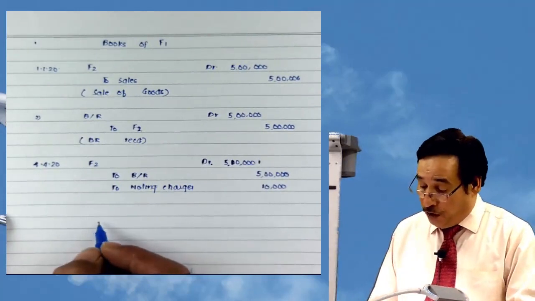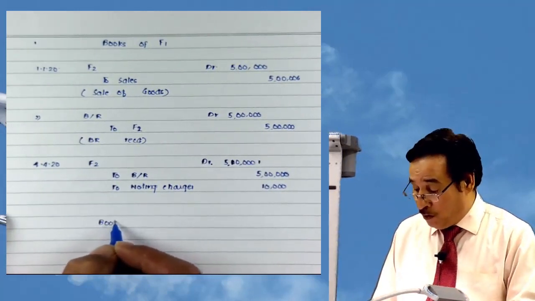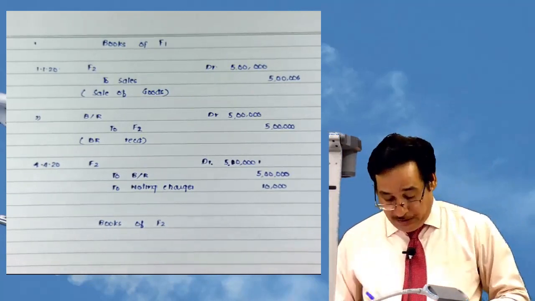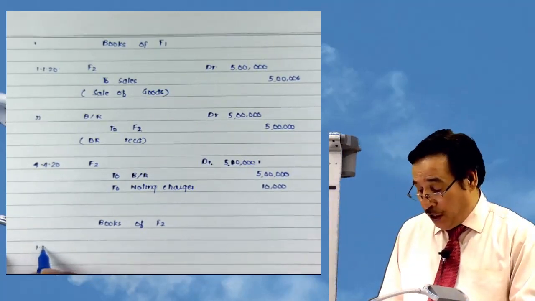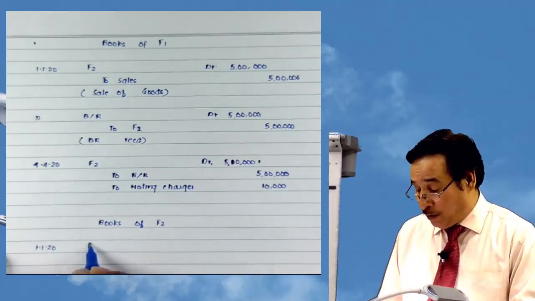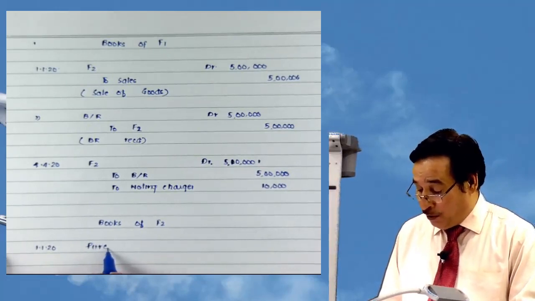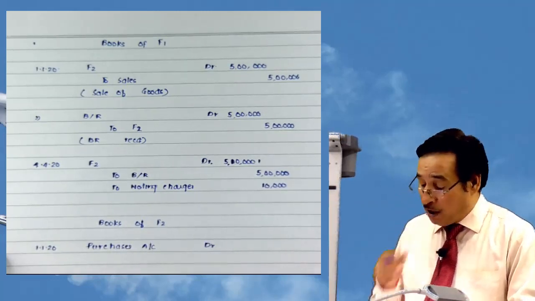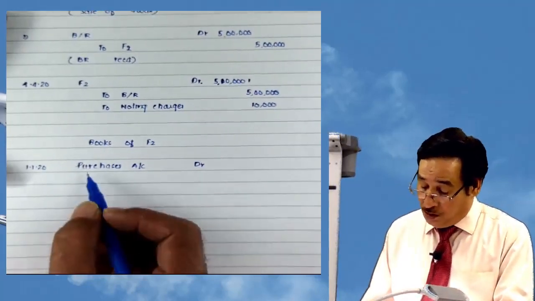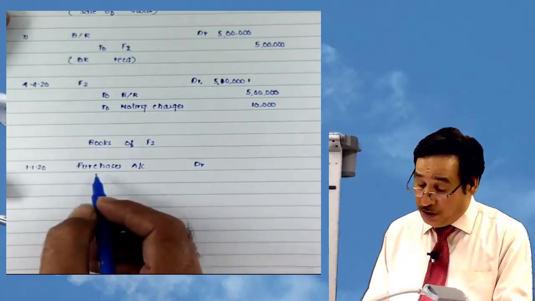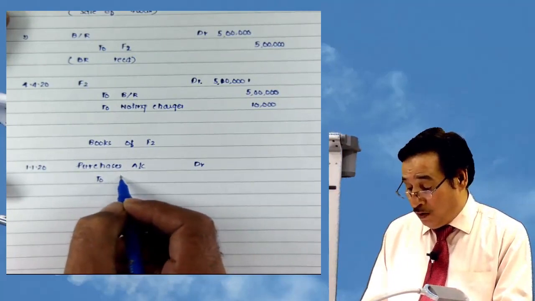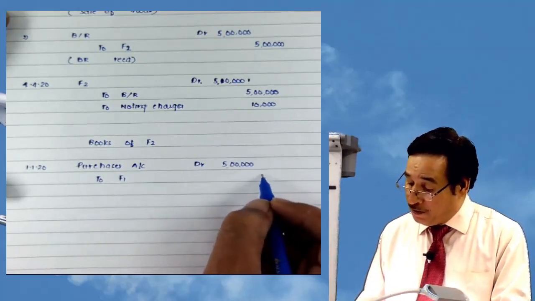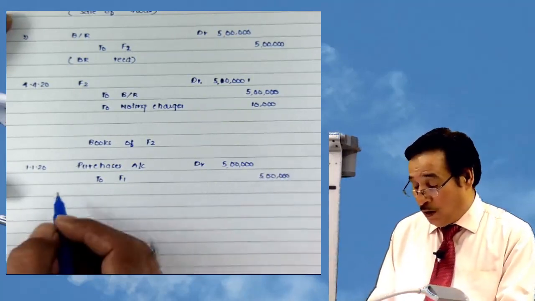Now we will move over to books of F2. What entries is F2 going to pass? F2 is the drawee. On 1/1/2020, he has purchased the goods. So obviously he is going to debit purchases account. No doubt about that. Purchases account debit, correct? To F1, he has purchased the goods from F1. So 5 lakhs. Purchase of goods.